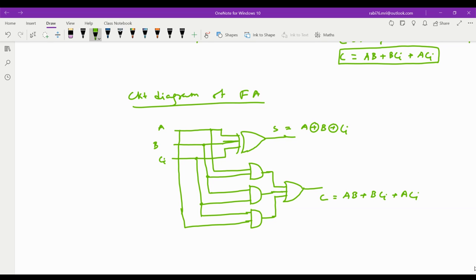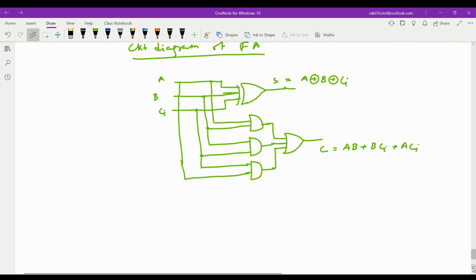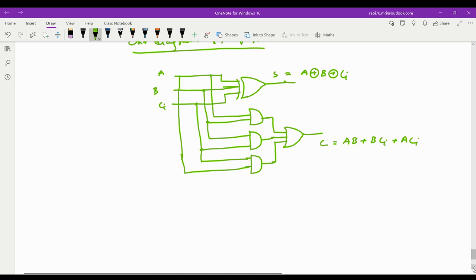And with a full adder circuit, you can perform addition of any number of bits. For example, say I have two numbers, A and B. A is 4 bit, so it is A3, A2, A1, A0, and B is B3, B2, B1, and B0, right?